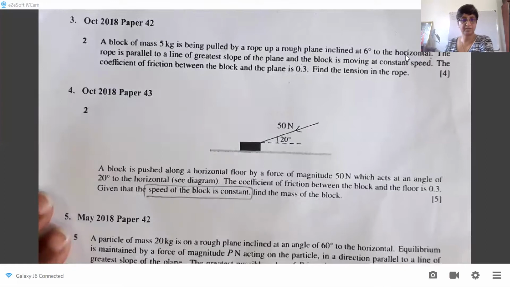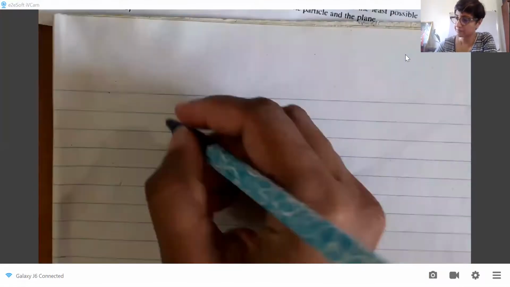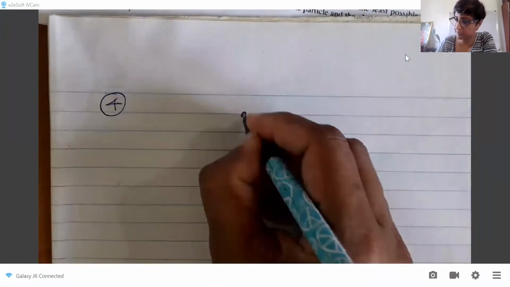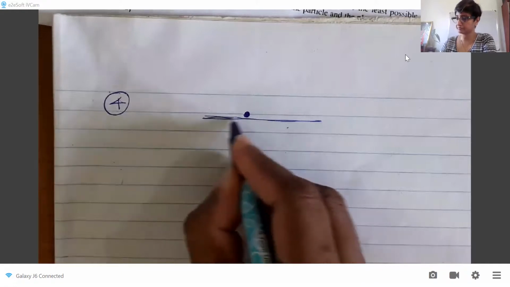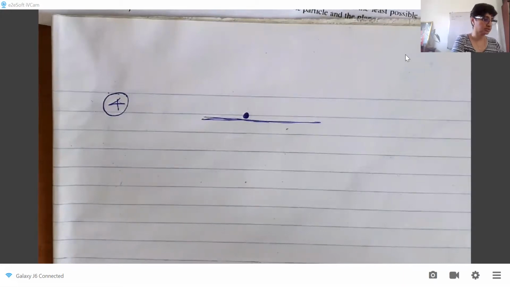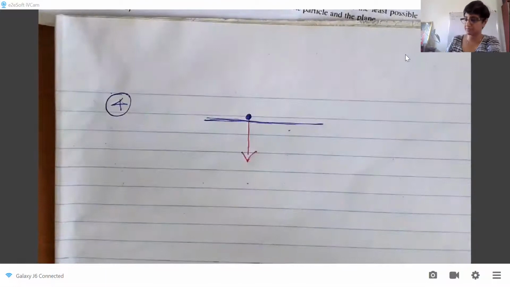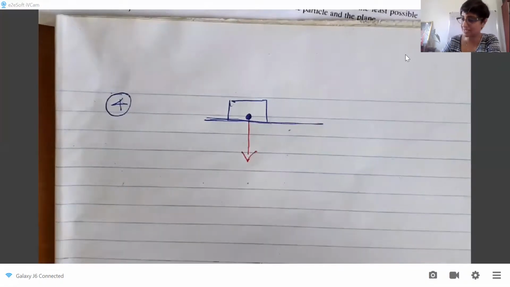So I think you had enough time to look at the question. If I now start it, you would start with a free body force diagram. This is question number 4. If I think of the object as a point object, the forces are... If you are not comfortable with me replacing the object with a dot, let us have the object.